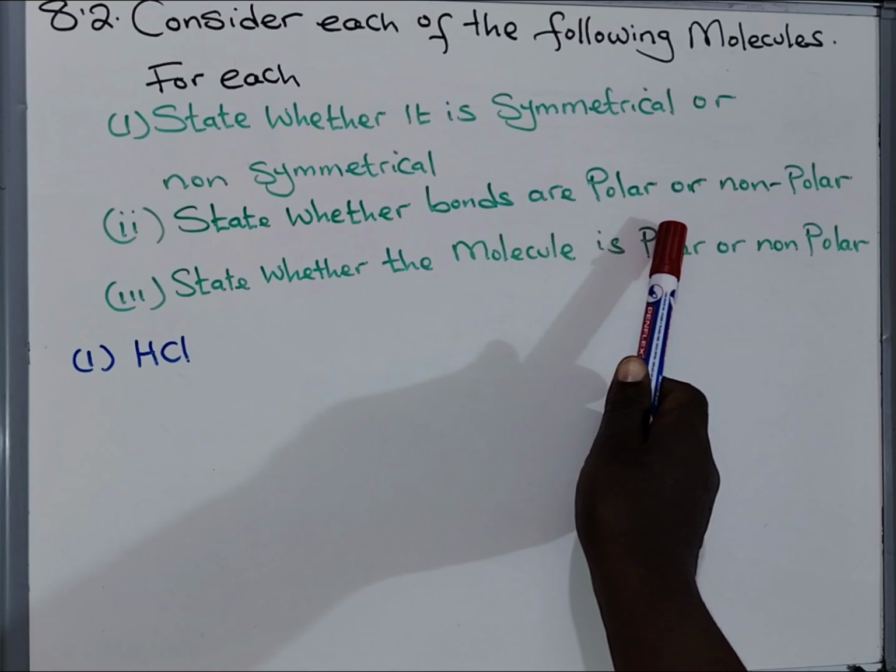Does it have polar bonds? Yes. Boron has a different electronegativity from chlorine, so the bonds are polar. Then we come to the molecule. Is it polar or non-polar? The moment the molecule is symmetrical, it will definitely be non-polar. So the molecule is non-polar.